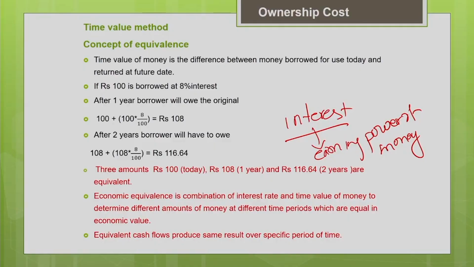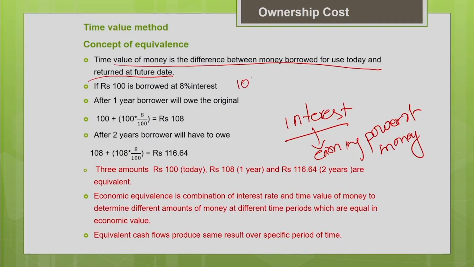So basically, the time value of money is the difference between the money borrowed for use today and returned at a future date. When I borrow 100 rupees from the bank, if it is compounded at an interest rate of 8%, then after 1 year I am supposed to return 100 plus 8 by 100 into the principal amount. This is your interest. So the total money which I have to return after 1 year will be rupees 108.